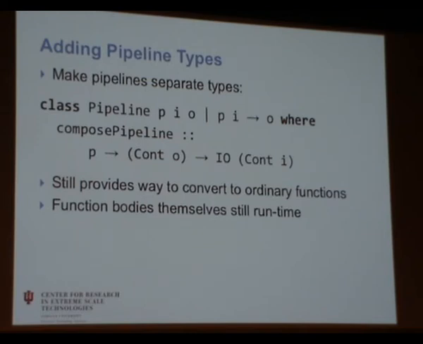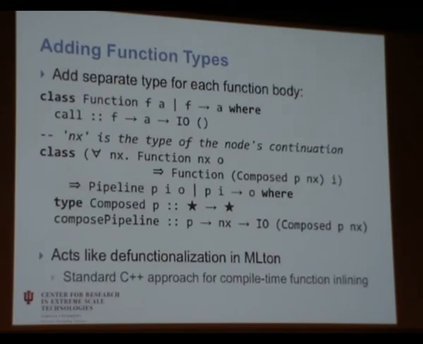But still, this provides a way to convert to ordinary functions, and the bodies of the functions are not known until runtime. And so the final technique that's used to lift this, to make the compiler much more aware of what's going on, is to also make each function body a separate type. This is similar to the defunctionalization that Milton does, and is a standard technique in C++ for using function objects and getting high performance out of standard compilers.